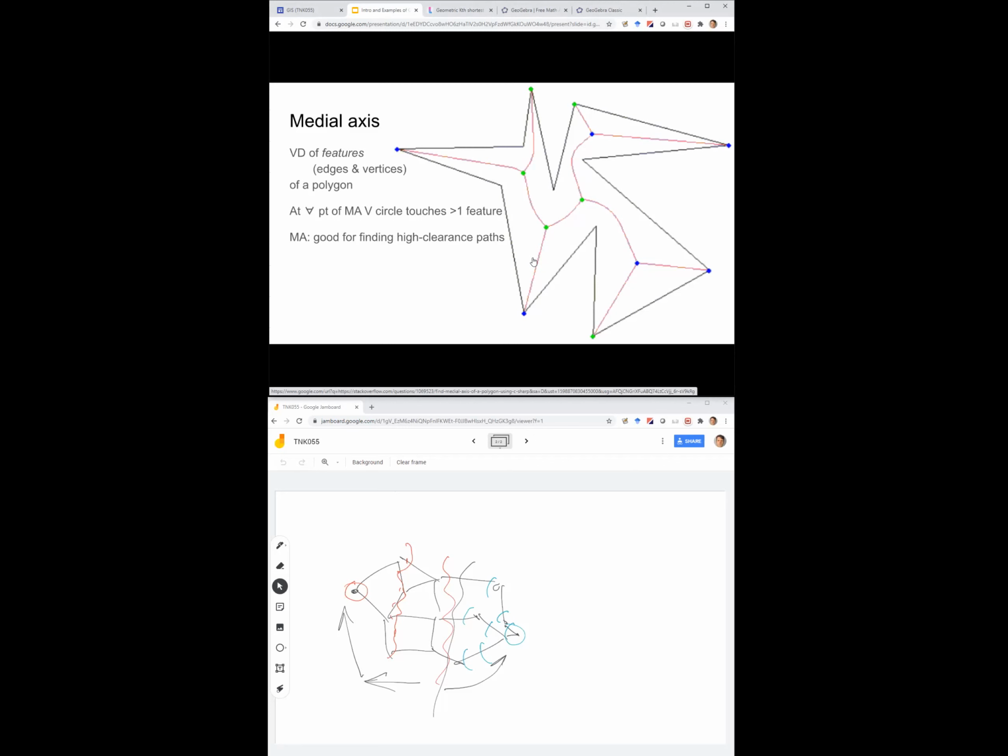And the good thing about the medial axis of a Voronoi diagram in general is that you can find high clearance paths. So if you want to plan a path in this polygon, maybe from this point to maybe this point, how should you go from this point to this point in order to stay as far from the polygon boundary as possible? So you want to have a high clearance path. Well, the answer is that you have to go along the medial axis. So this is your best path.